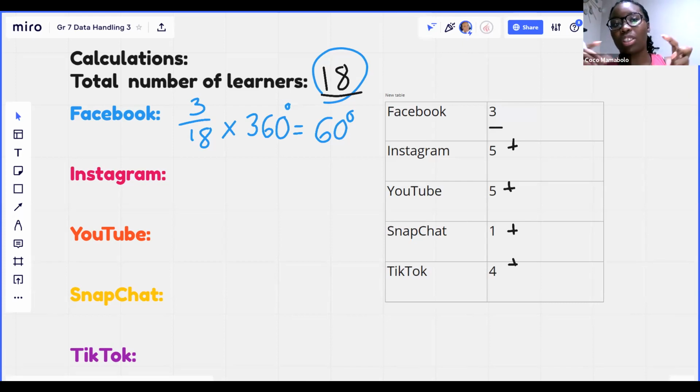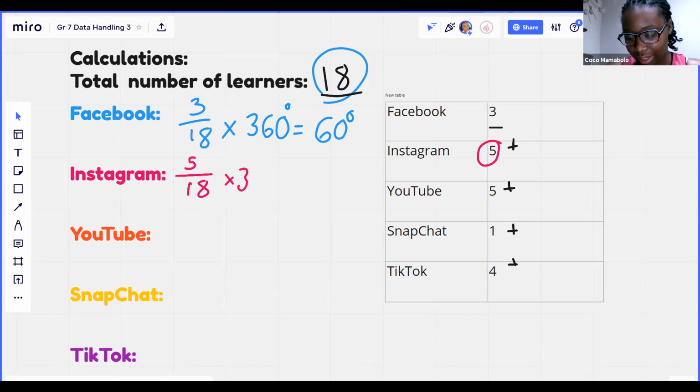Now, if we want to know what percentage of them are Instagram, we're going to take however many people chose Instagram, which in this case is 5, and divide that by the total. So 5 divided by the total number of learners, which is 18, and that would give us the percentage. But we want this on a circle because we're looking at a pie, and a pie has 360 degrees. So we're going to take this 5 divided by 18, and multiply it by 360 degrees. Okay, and if you punch this into your calculator, how much do you get?